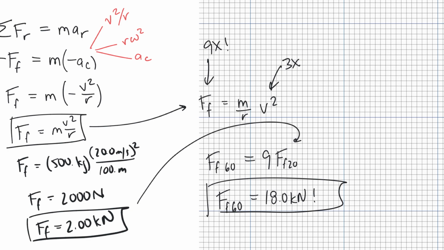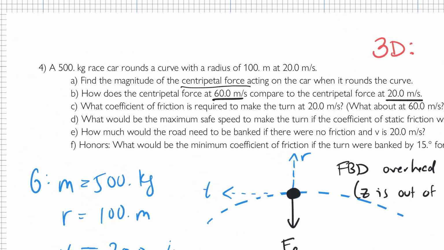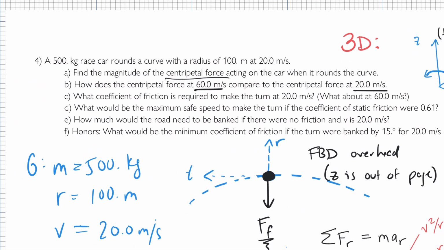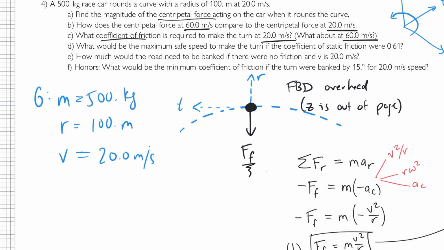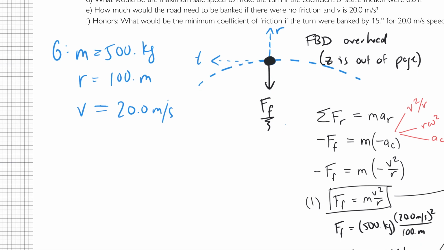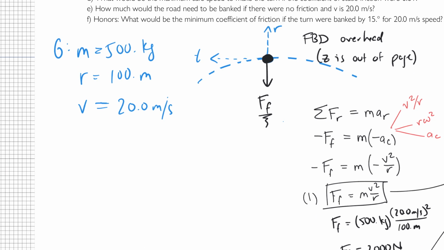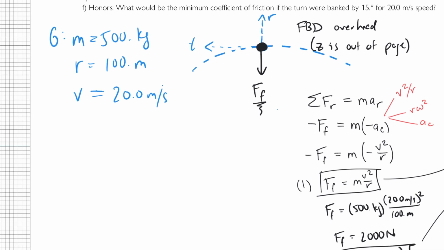Okay, part C. What coefficient of friction is required to make the turn at 20 and at 60 meters per second? Okay, so we're going to keep going with our math. I will note that from above, we're going to need to know the normal force if we're going to get to the force of friction. So for part C, we're going to go ahead and do a rear view of the car. Okay, and again, this is going to be a rear view free body diagram.